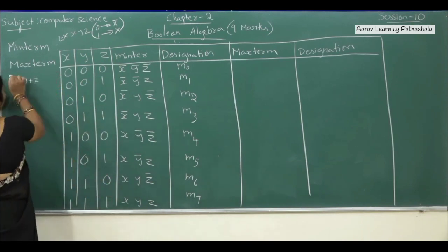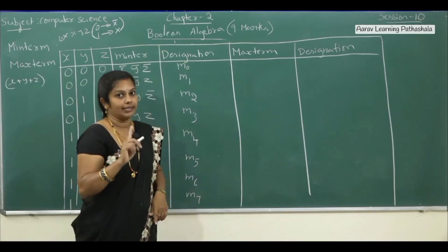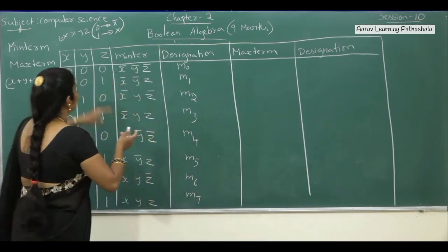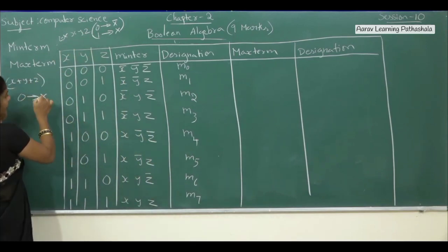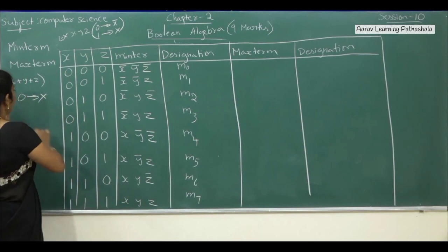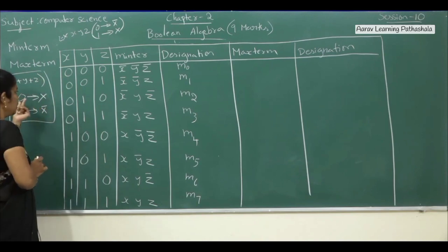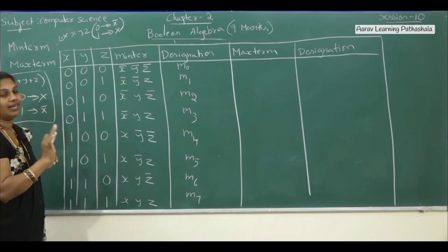Then in the maxterm, as I already told you in the example, it is a sum of all the literals, where the literals may be complement or without complement. And here it's just the reverse of that. If it is 0, then it does not contain any complement. If it is 1, then only it contains the complement. These are the things regarding maxterm. If it is 0 you should not put complement, only if it is 1 you put complement.